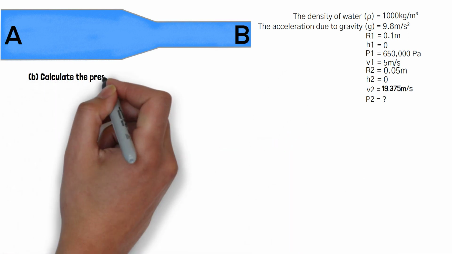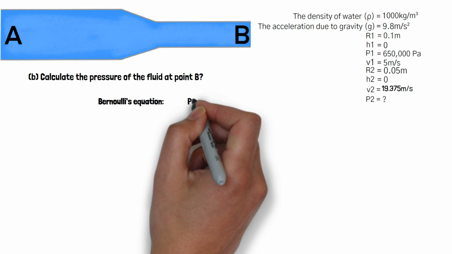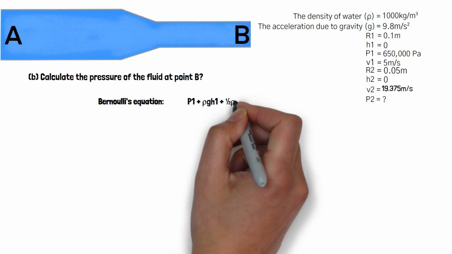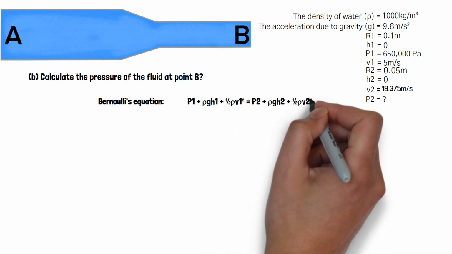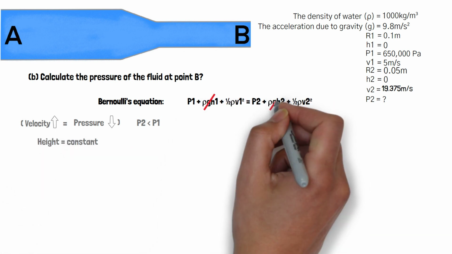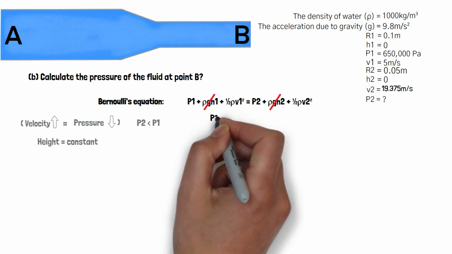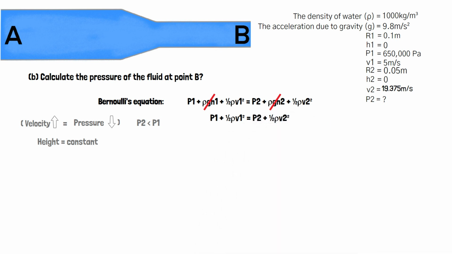Sub-question B requires us to calculate the pressure of the fluid at point B. This can be done using Bernoulli's equation, shown on screen as P1 plus ρgh1 plus half ρv1 squared equals P2 plus ρgh2 plus half ρv2 squared. We must note that, as the velocity of the fluid is increasing and an increase in velocity causes a drop in pressure, we must expect a lower pressure for P2 than we have for P1. As the height is constant, this term in the equation does not change and can be cancelled out. The equation then becomes P1 plus half ρv1 squared equals P2 plus half ρv2 squared.